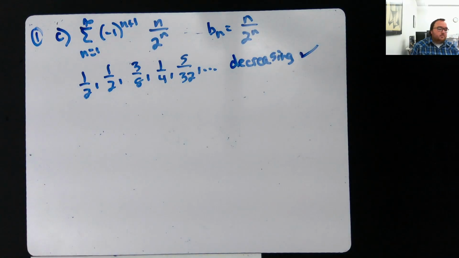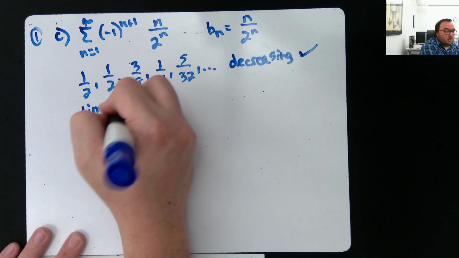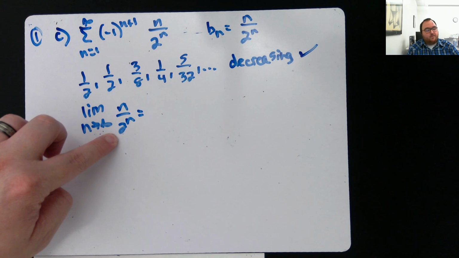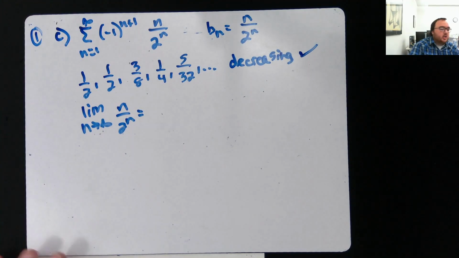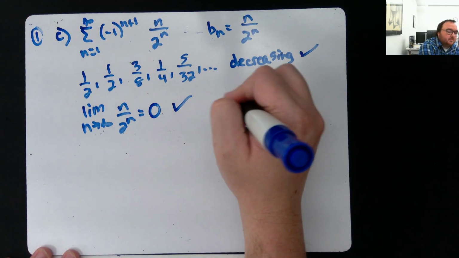So that's good. And then let's take the limit. 2 to the n grows at a faster rate than n does, so the bottom is going to be really large, which means the whole thing is really small. So that's it. It converges.